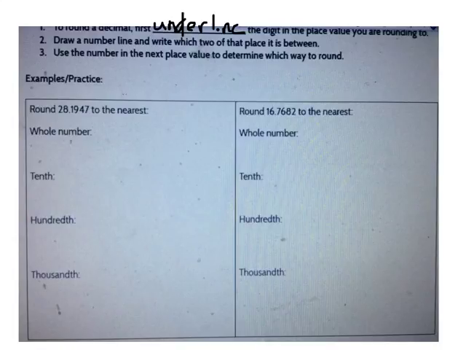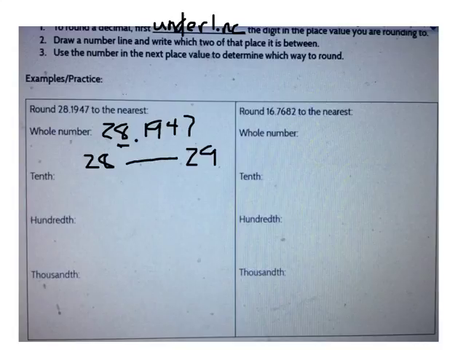So let's look at this. Round 28 and 1,947 ten-thousandths to the nearest whole number. That means we're rounding to the ones place. Which digit is in the ones place? The 8 is in the ones place. So I know that this is between 28 and 1 more than that, 29. Does the 1 in the tenths place tell me that I'm closer to 28 or 29? I'm closer to 28. 1 is less than 5.